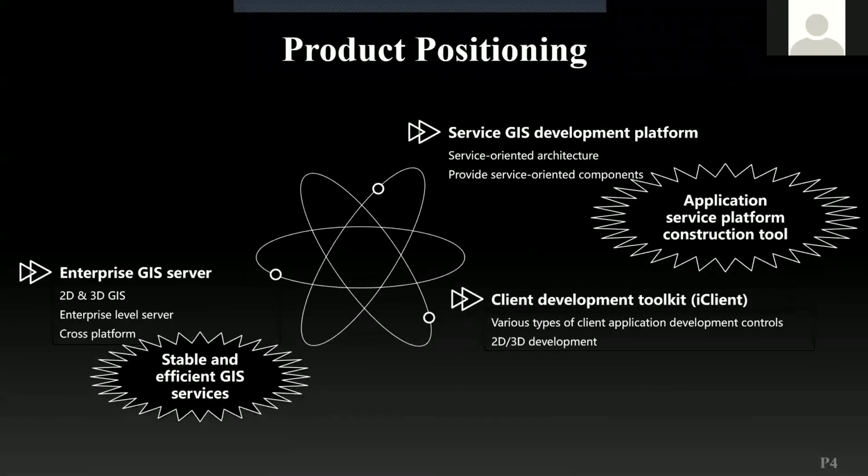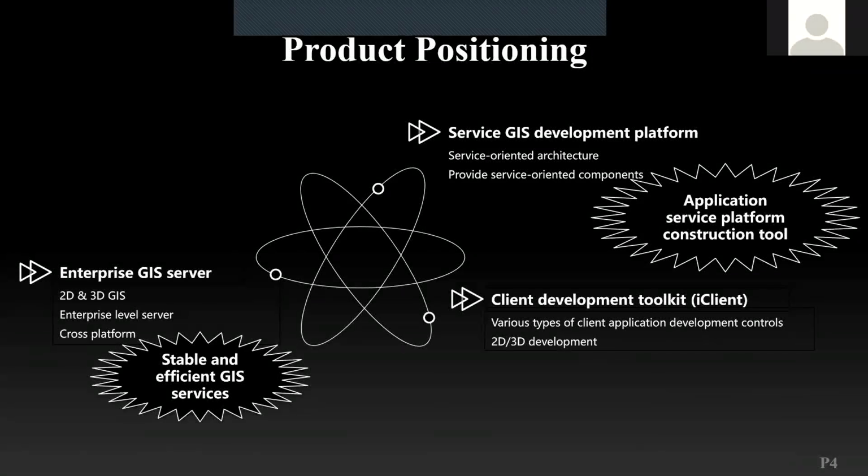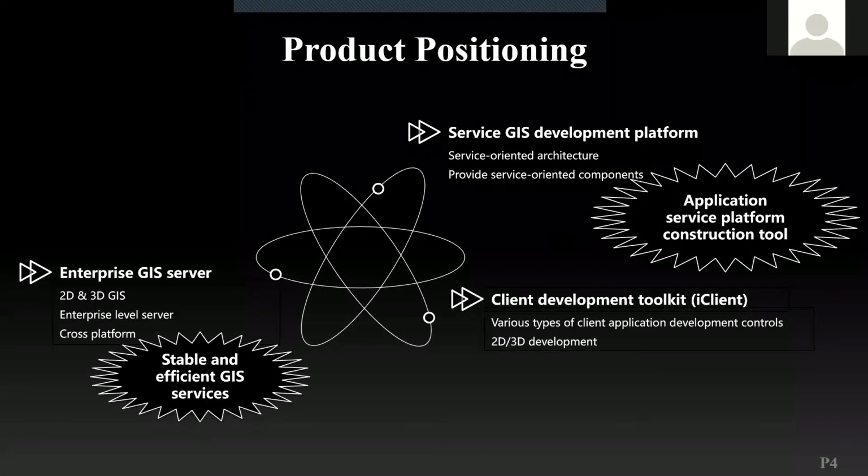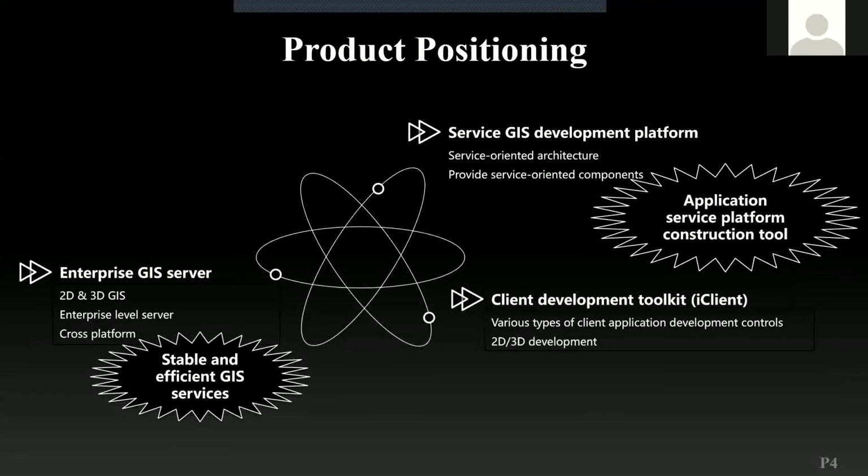So the product positioning of iServer. First, it is a service JS development platform, and it is an enterprise JS server. We can use iServer to publish both 2D and 3D JS, and it can help us build the enterprise level server. And also it is cross-platform. It is a service JS development platform. That means iServer is a service-oriented architecture, and it provides service-oriented components. We can easily, based on iServer, do the extension development to meet our own requirements. And besides publishing services and doing extension development, we can also do the client side.